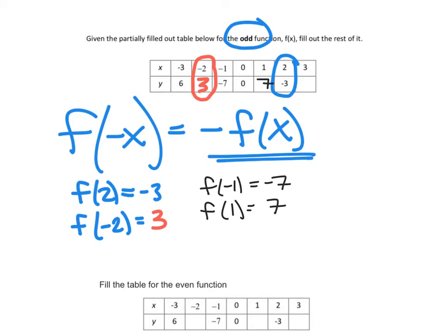Okay. And then the last one, f of negative 3 equals 6. When I substitute in that negative x, so it's going to get me f of 3, I need negative f of x out, so I need out negative 6.